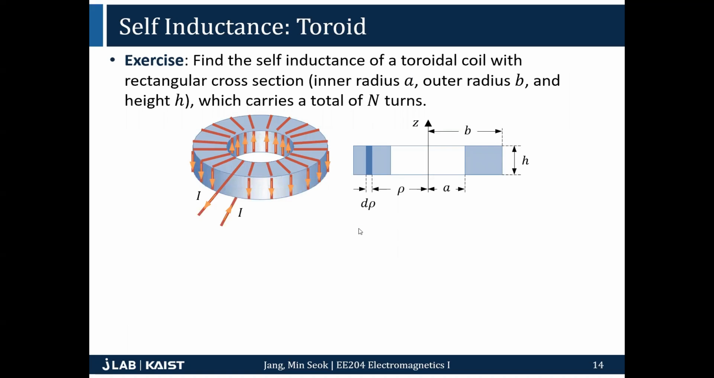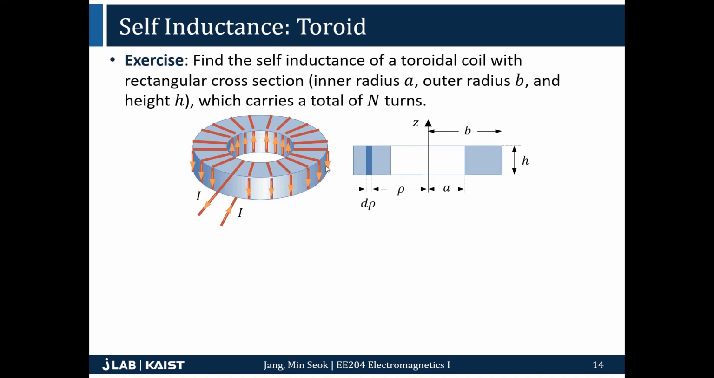Okay, so self-inductance of a toroid. We're gonna solve the self-inductance exercises, probably a couple more. This is one of the representative examples, the toroid. And here too, the procedure is basically the same. You assume the current I is flowing.